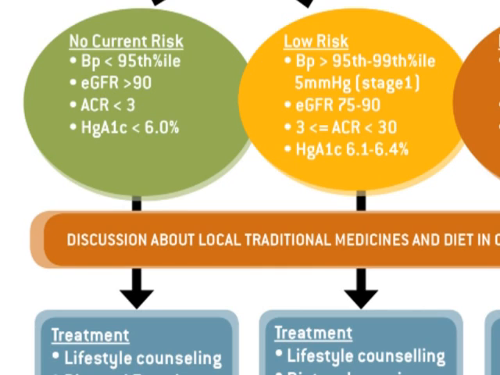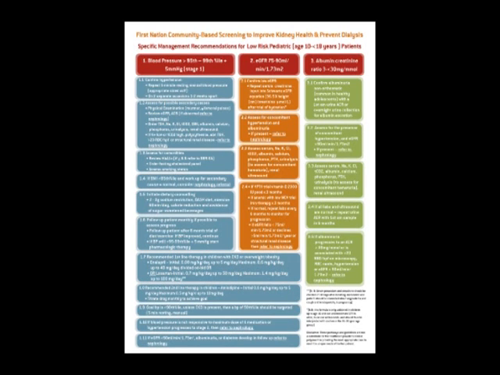This slide shows the treatment recommendations that we've developed to help guide treatment for hypertension, low eGFR between 75 and 90, as well as microalbuminuria, so an ACR between 3 and 30. And I'll take you through each of these algorithms separately. I just wanted to first touch on two issues that are specific to pediatrics that many healthcare providers may or may not be comfortable with.